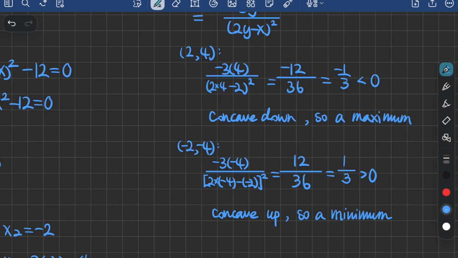You need to write out words like maximum and minimum. You cannot just write out this inequality and leave it. So it's important.